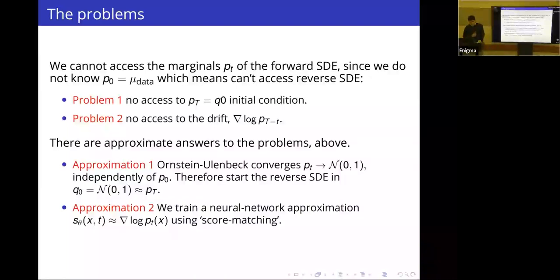So denoising diffusion is an approximate answer to these problems. The first approximation, corresponding to the first problem, is that the Ornstein-Uhlenbeck process converges to the normal distribution independently of the data distribution, and therefore we can start the reverse SDE in the normal distribution. And secondly, we can train a neural network approximation of the drift using score matching.